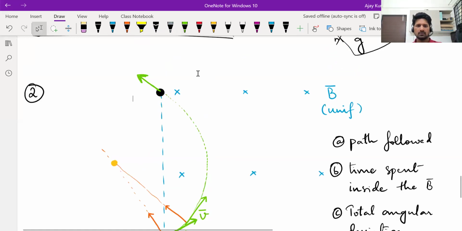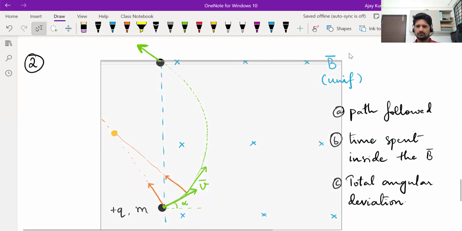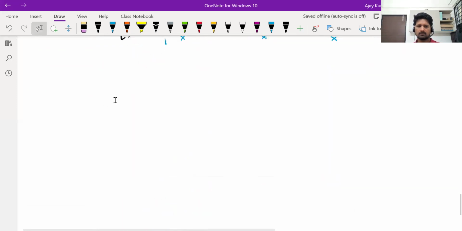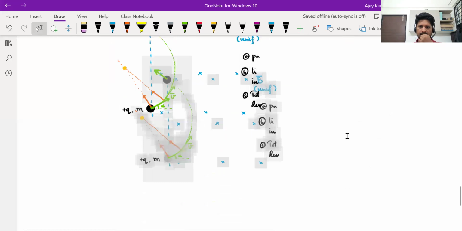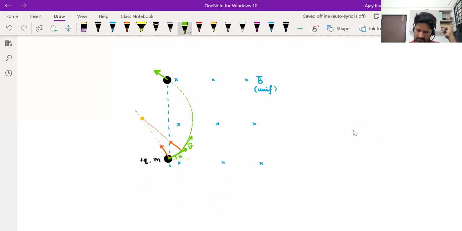So if you visualize the complete picture, just a moment. The situation is actually like this. The charge came this way, takes a turn, and goes off like this. That is what is going to happen. And the turn that it takes is an arc, which is a part of a circle whose center is that yellow dot. The radius of curvature is still mv by qB.